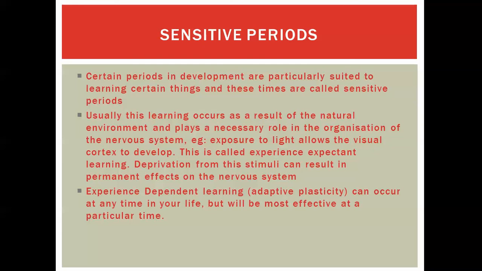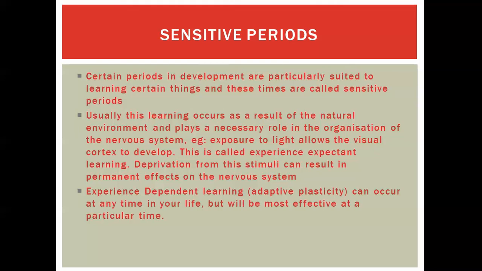Experience-dependent learning can occur any time in your life, but it's still most effective at a particular time. So I'll give you another example. It's expected that you learn your natural language in the first couple of years of life. So this is called experience expectant learning. And this is the most sensitive period to actually learn your natural language. And if you don't learn language in those first 2 years, and perhaps you've learnt no language till you're 10, you can still learn your natural language, but it will be a lot harder to do so. Your brain is not as primed at this particular time.